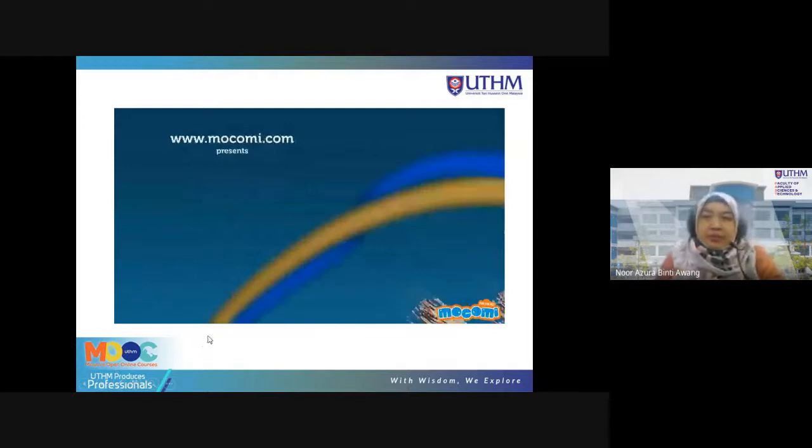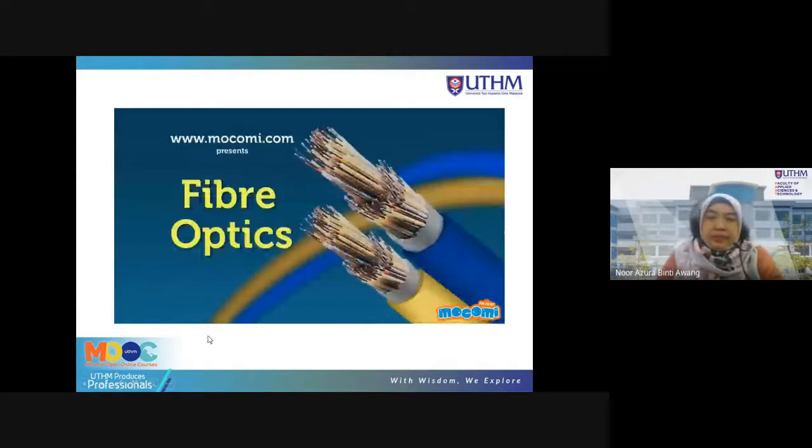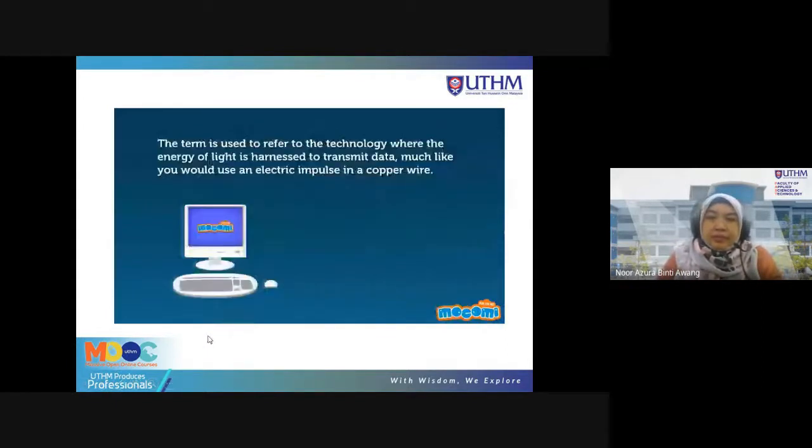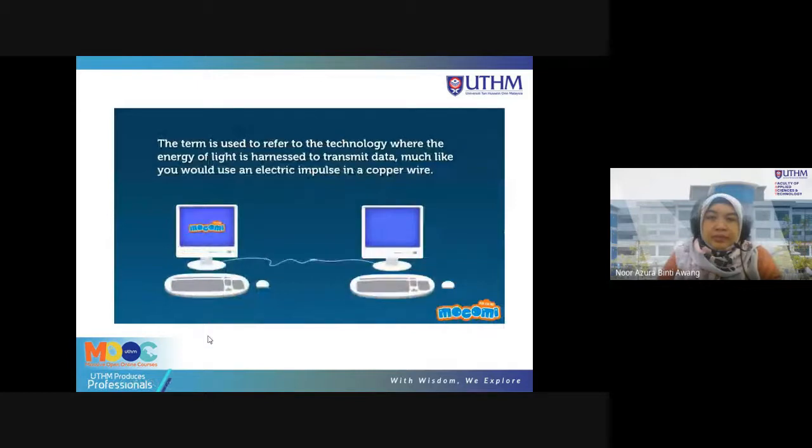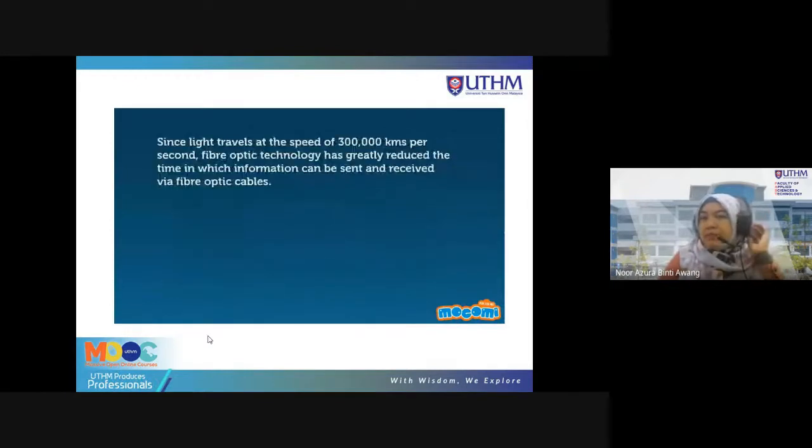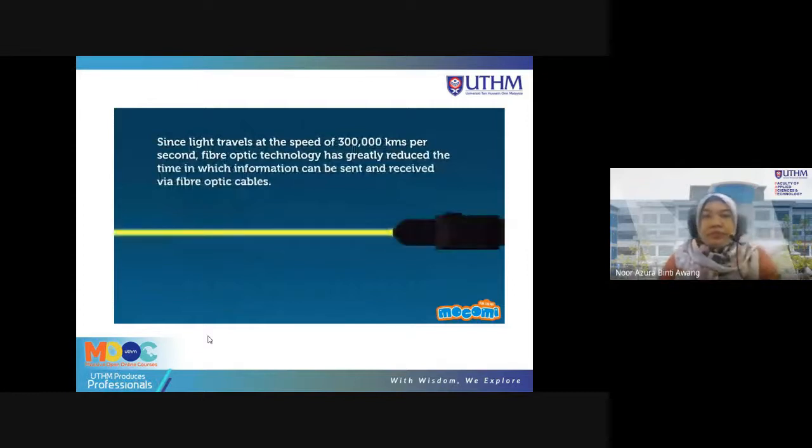What are fiber optics? The term is used to refer to the technology where the energy of light is harnessed to transmit data, much like you would use an electric impulse in a copper wire. Since light travels at the speed of 300,000 kilometers per second, fiber optic technology has greatly reduced the time in which information can be sent and received via fiber optic cables.